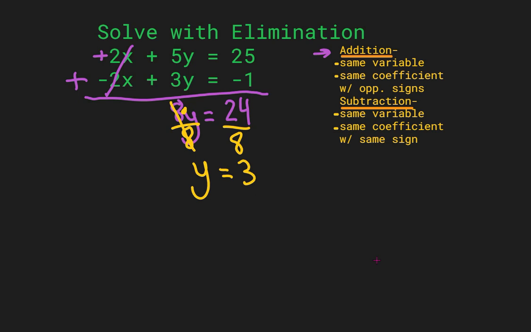Okay, if I were to graph these two equations and saw the point where they crossed, I could describe it as x comma y.